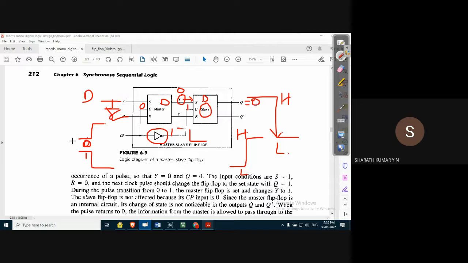Under what condition is it happening? Under the positive edge of the clock pulse. That is, when the clock pulse is going from 0 to 1, or low to high, the slave flip flop is enabled because of the complement operation performed by the NOT gate.